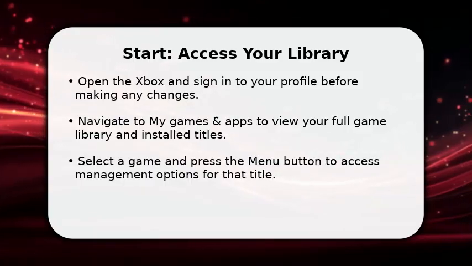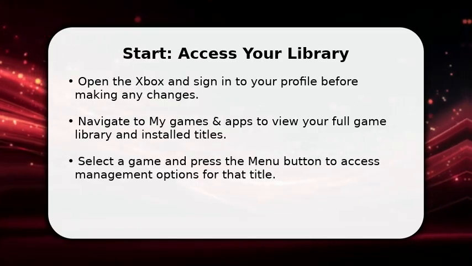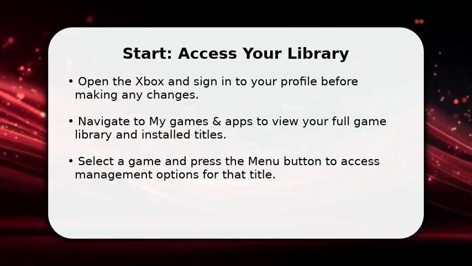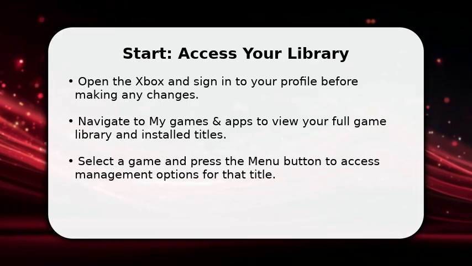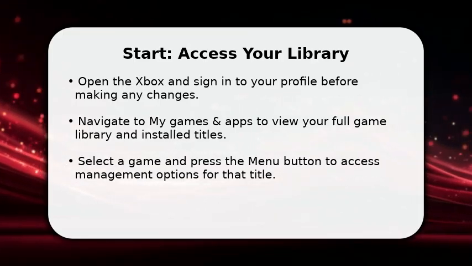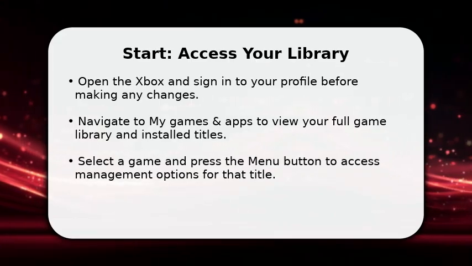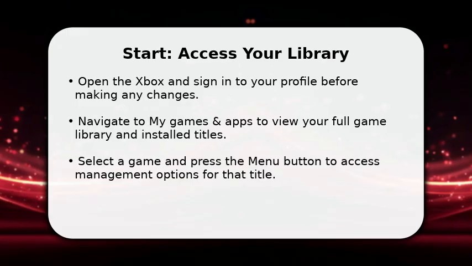In this video, I will explain how to hide Xbox games step by step. Open your Xbox, sign in, go to My Games and Apps, highlight the title, press Menu, and choose Manage to begin hiding the game. Use the Hide option to remove the title from view, and repeat for any other games you want hidden. This keeps your library tidy, private, and easy to reverse when you change your mind.